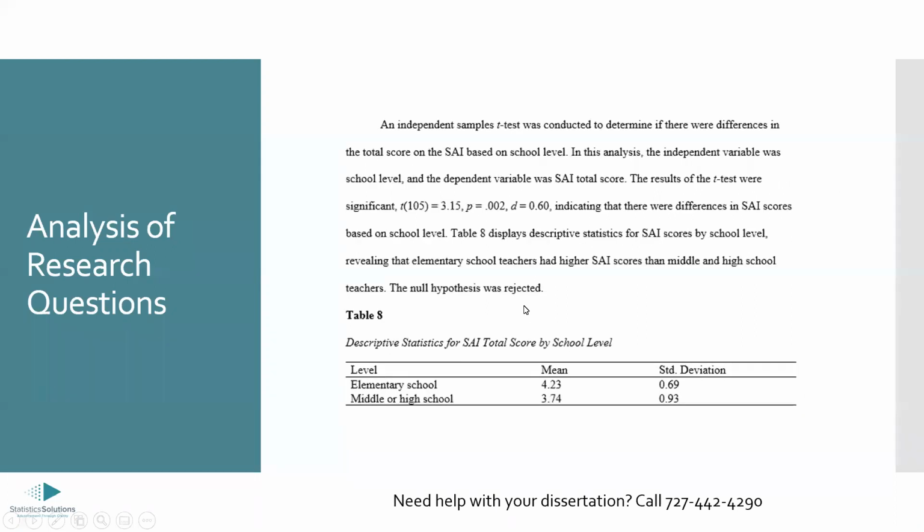And now here's an example of a t-test that does turn out to be significant. So again, we say what test we're doing, we state our independent and dependent variables, we give the relevant statistics for our t-test here. This time it is significant because our p-value is less than 0.05, which indicates that there are differences in the scores. And then we make our statement about our hypothesis here. Our null hypothesis was rejected.